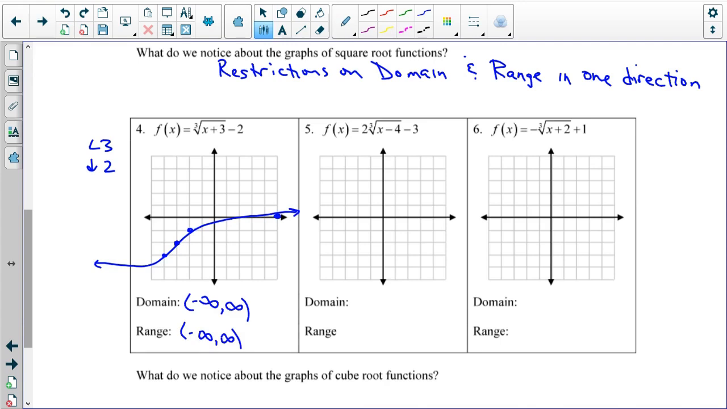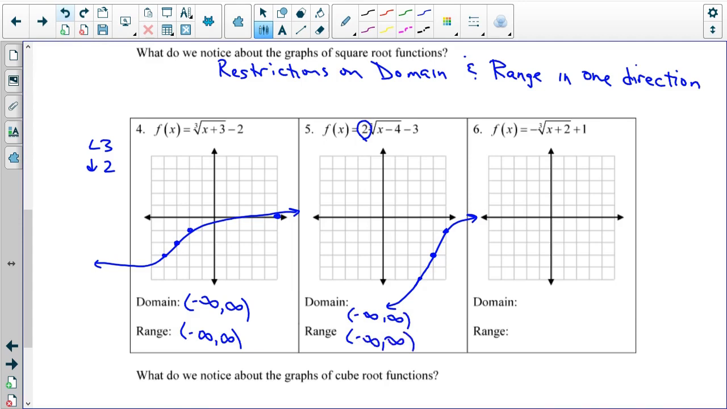If I look at this problem, it shifts right 4, down 3, just like the problem above it. It's not going to be over 1, up 1, because I have a vertical stretch of 2, just like in the last problem. So it'll be over 1, up and down 2, over 8, up and down 4. So it's going to be a little bit stretched from my normal cube root graph. Once again, though, my domain has no restriction, and neither does my range.